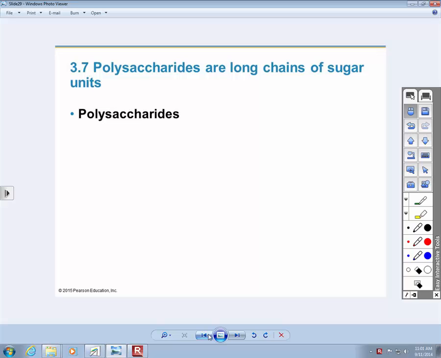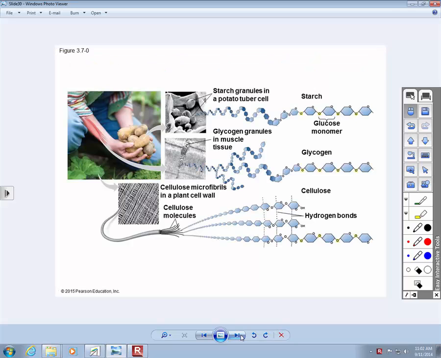And saccharide means sugar. So that just means it's a polymer of many sugars bonded one to the next to the next. The first one that you're looking at is starch, which we find in potatoes and rice and bread and any kind of flour product, so biscuits and so forth. You'll notice you just have glucose bonded to glucose bonded to glucose.